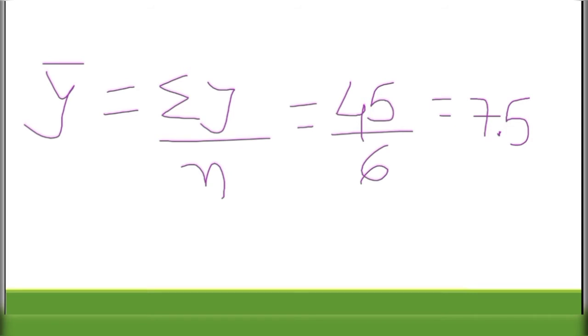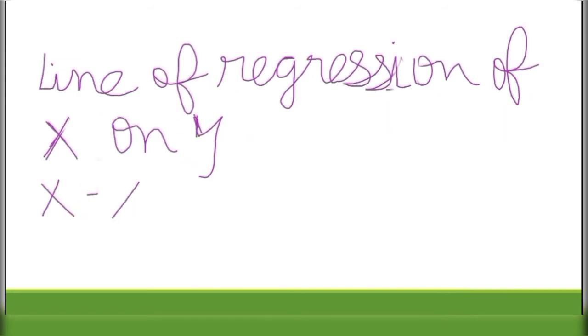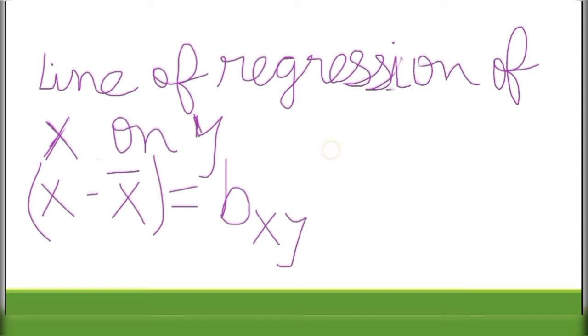Here, as I told you, you have to find out the equation of regression line of x on y. It will be x minus x bar is equal to bxy into y minus y bar. We have already found out x bar and y bar and also bxy. So we'll just have to put those values here.